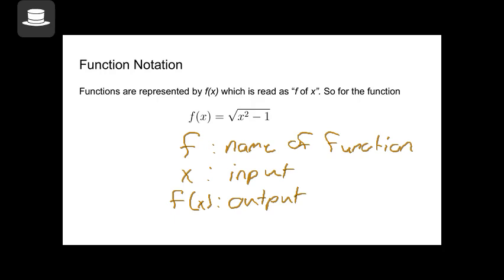And then the rule that's being applied for this case would be we're taking the square root of the input squared and subtracting 1 from it. If we're multiplying it by 2, then that would be the rule. Adding 12 to the input, that would be the rule. Okay, so whatever rule it is, it just has to correspond that each input corresponds to exactly one output.